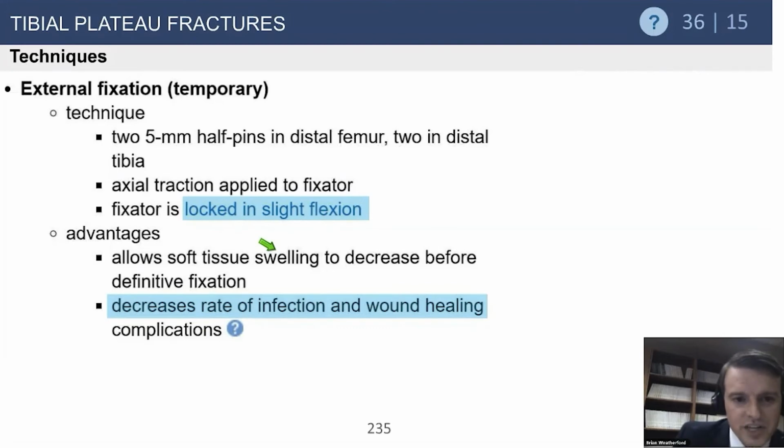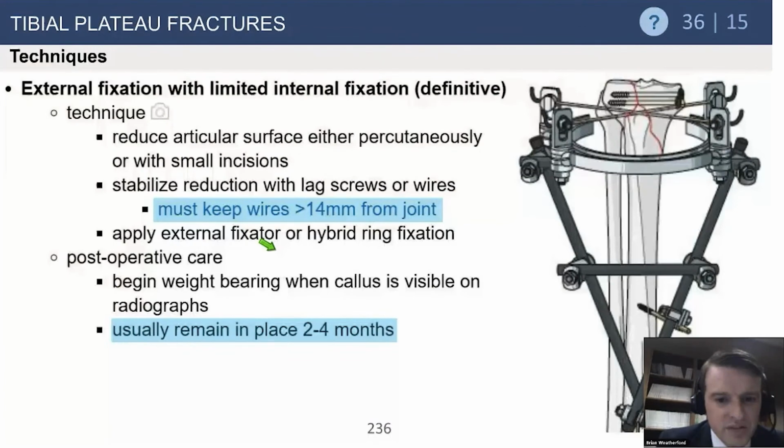Temporary external fixation typically is performed with 2 half pins inserted into the femur and the tibia. Again, with the pins in the tibia, you want to be careful to place those, if at all possible, outside the zone of planned plate fixation. You want to place the knee in slight flexion. This has been shown to decrease the rate of infection and wound healing complications for certain injury patterns. Unlike the tibial plafond, not all injuries, only certain high energy injury patterns.